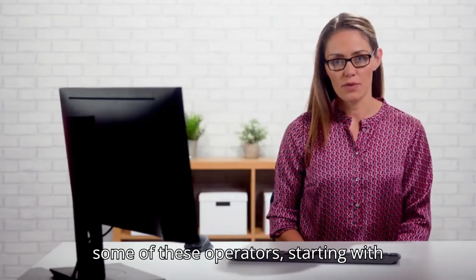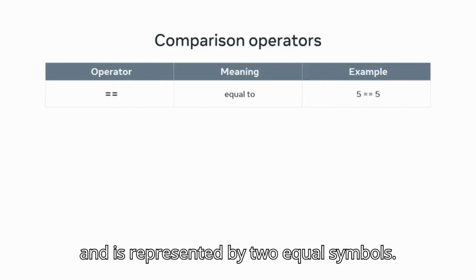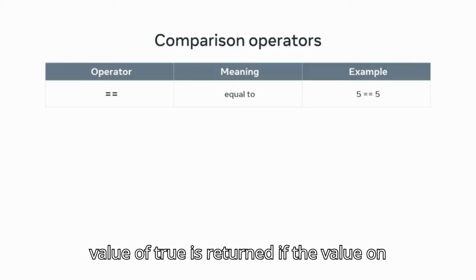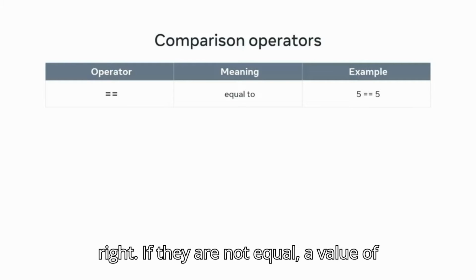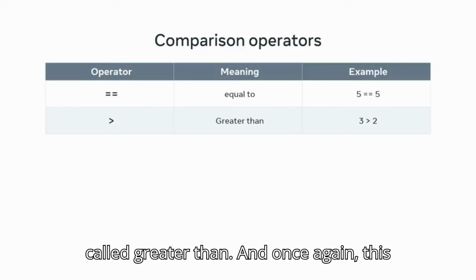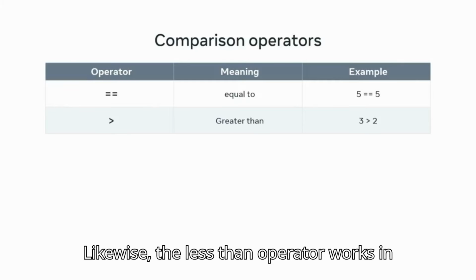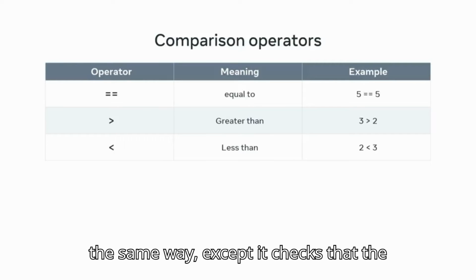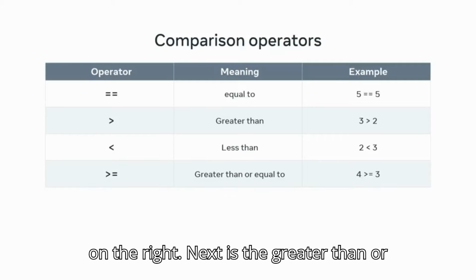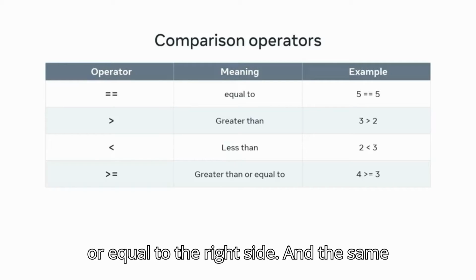Let's now explore some of these operators, starting with the comparison operators. The first comparison operator is called equal to and is represented by 2 equal symbols. When you use this operator, a Boolean value of true is returned if the value on the left is equal to the value on the right. If they are not equal, a value of false is returned. The next operator is called greater than, and once again, this returns true if the value on the left is greater than the value on the right. Likewise, the less than operator works in the same way, except it checks that the value on the left is less than the value on the right. Next is the greater than or equal operator, and this performs 2 checks, that the left side is greater than or equal to the right side.